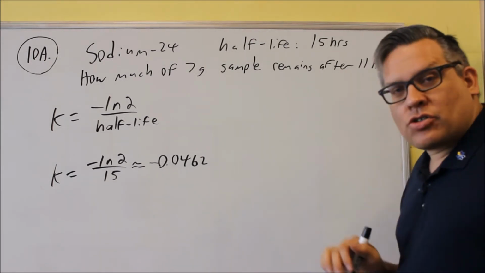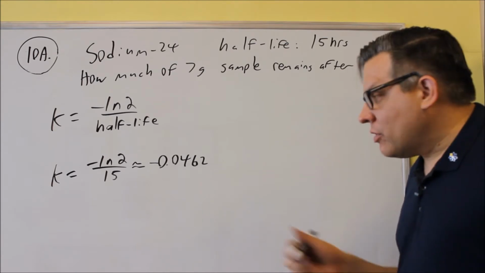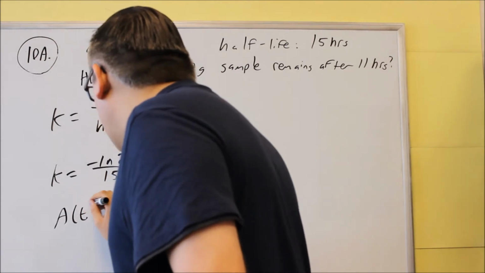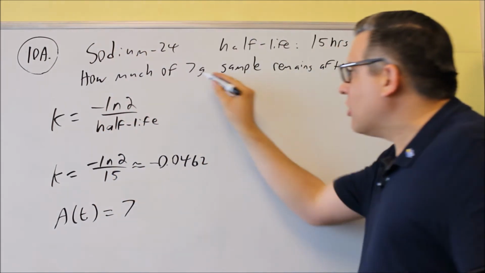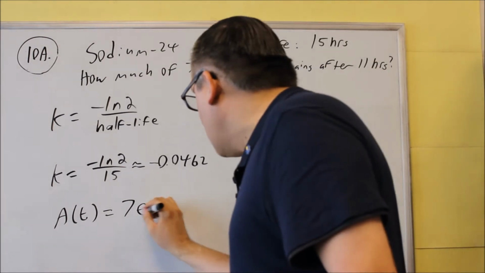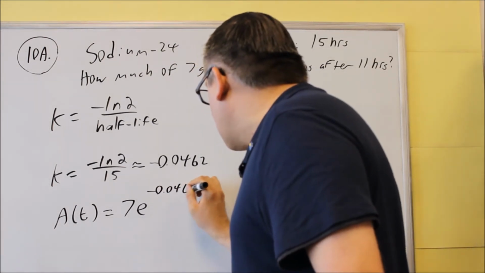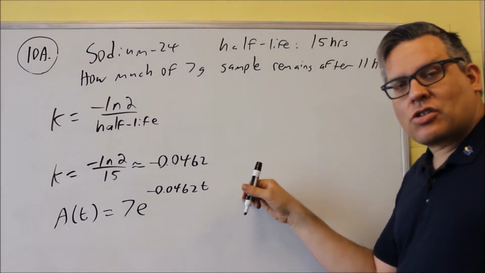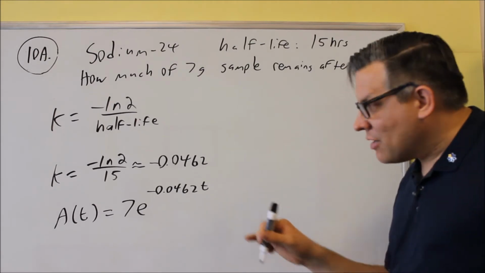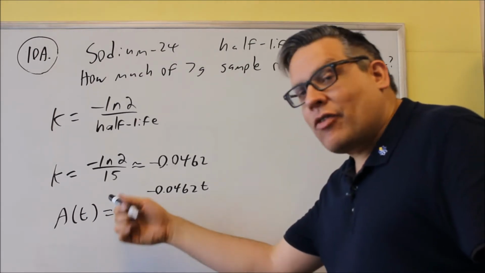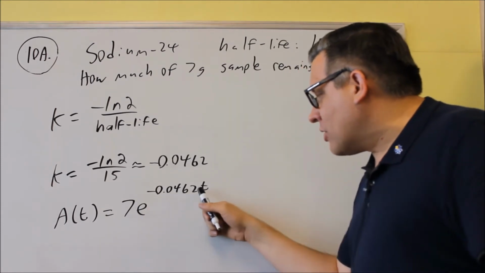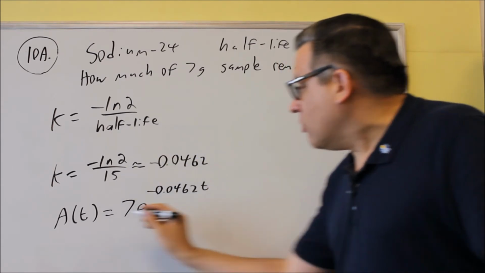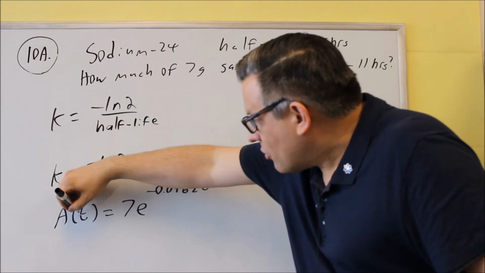In order to answer this question, we have to know what the half-life formula is, which is a type of decay function. It looks like this: A of T equals 7, since we start with 7 grams as the initial amount, times e to the KT, so e to the negative 0.0462 T. This is the formula I gave in the section on exponential growth: A sub 0 with KT in the exponent. This is the formula we use to answer this question.